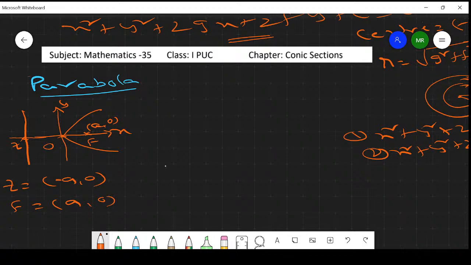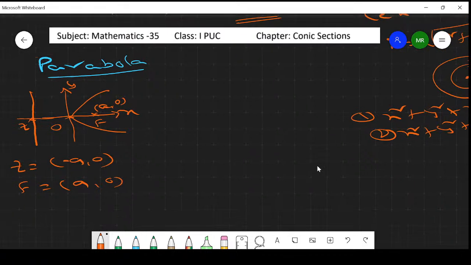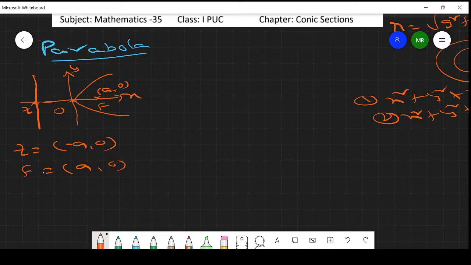So this parabola equation will be y square is equal to 4ax. This is the standard equation of the parabola. Here the x-axis, x dash, is called the axis of the parabola. You know this is the x-axis, which means y equal to 0, correct?